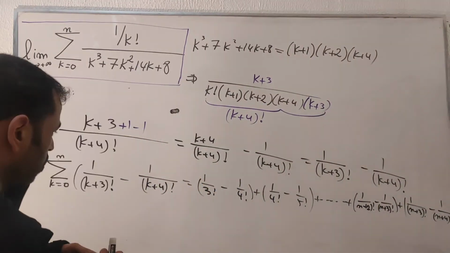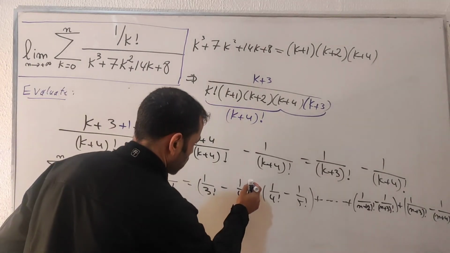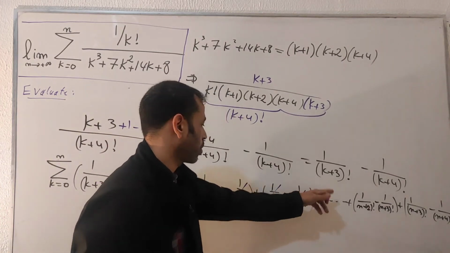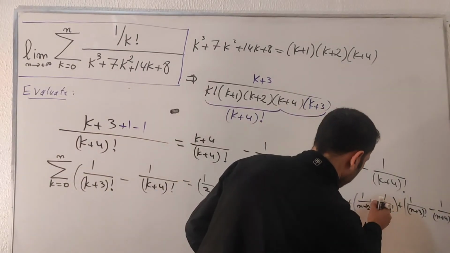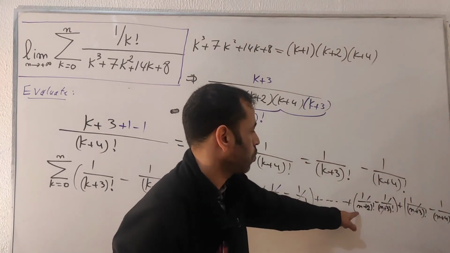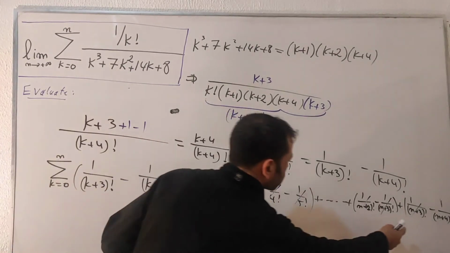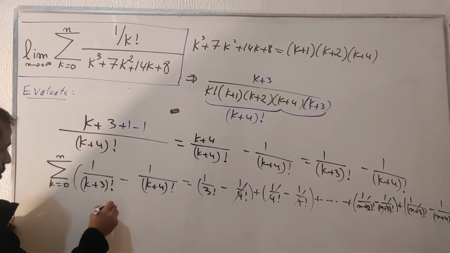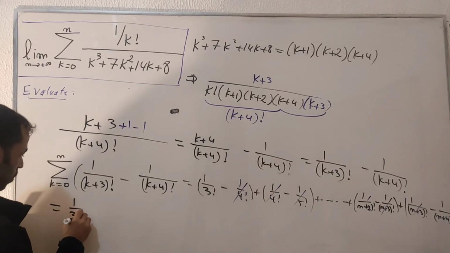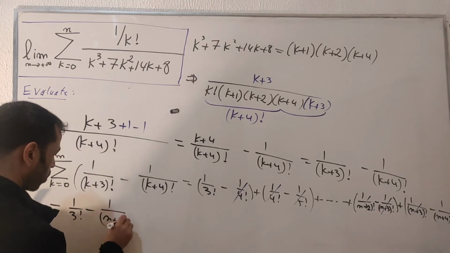Now we will have a nice cancellation here. Each negative term is cancelled out by the positive term after it, and each positive term is cancelled by the negative term before it. I will be left only with the first and the last terms. So this sum equals 1 over 3 factorial minus 1 over n plus 4 factorial.